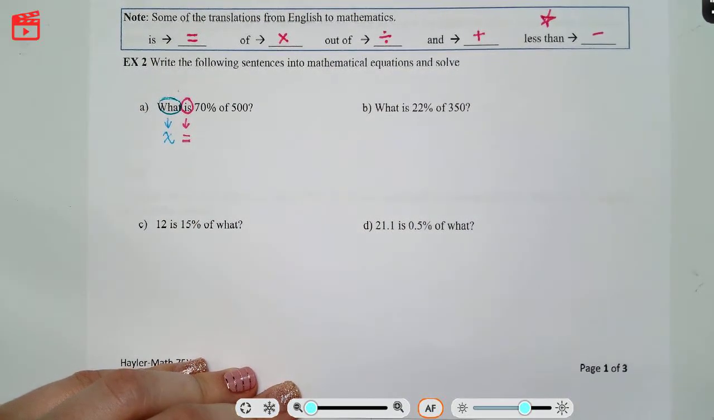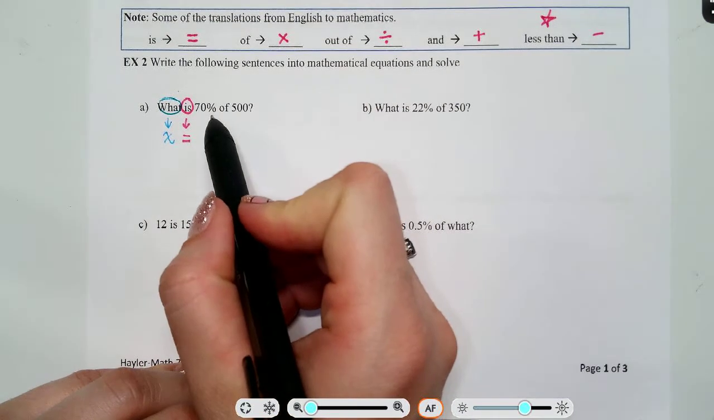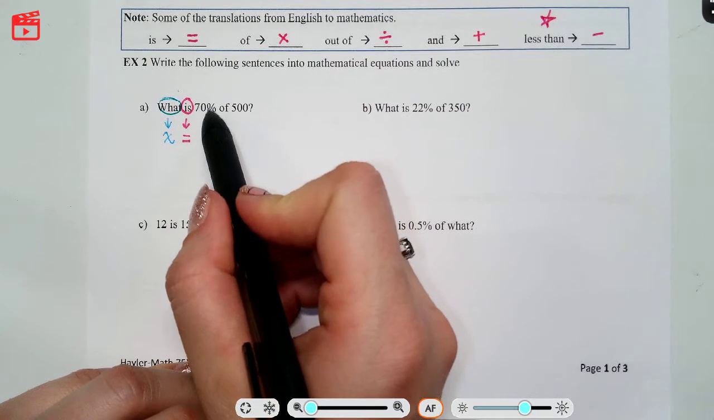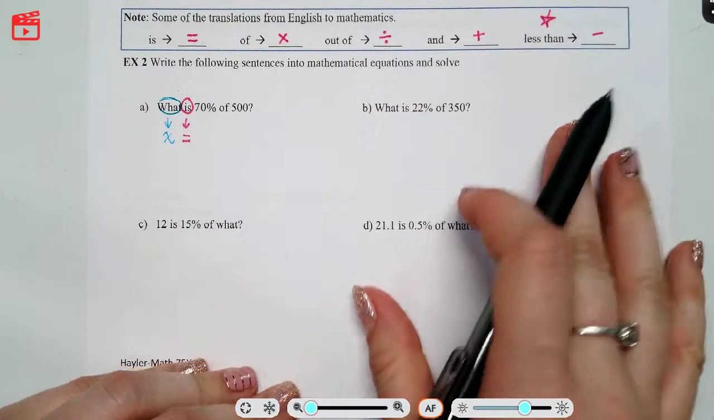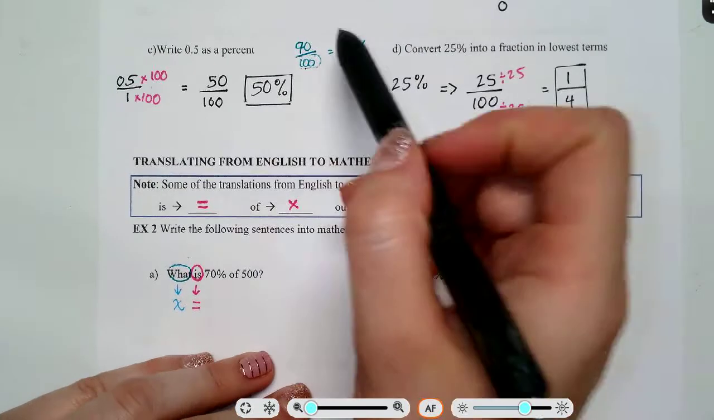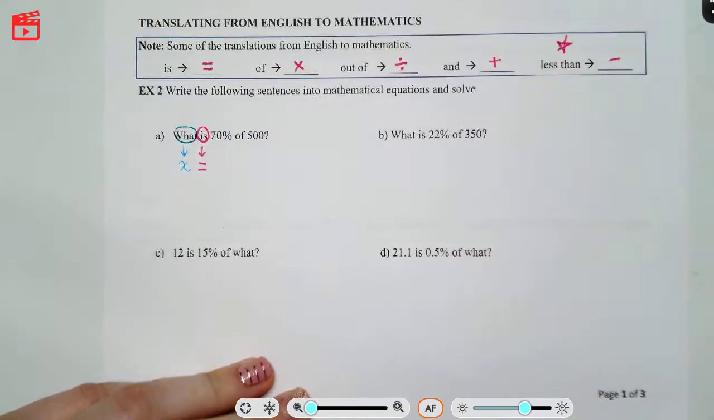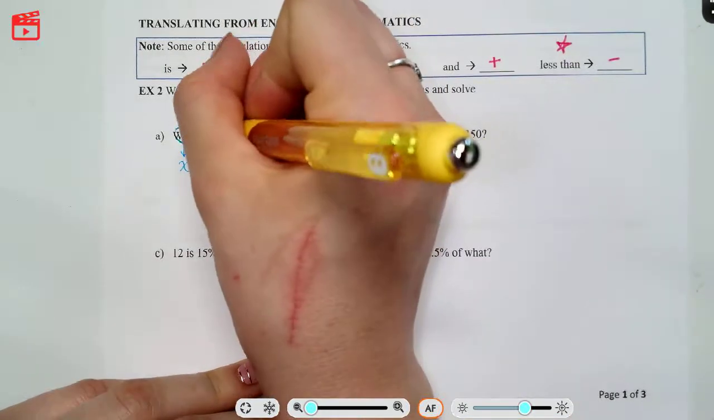All right, now it's translating 70%. Okay, 70%, careful. In math, even though this is a number, we can't use a percentage symbol in an equation. But remember, we know how to translate 70%. That would just be 70 over 100. So we're good. So that's going to be 70 over 100.